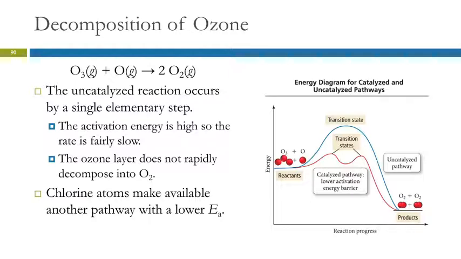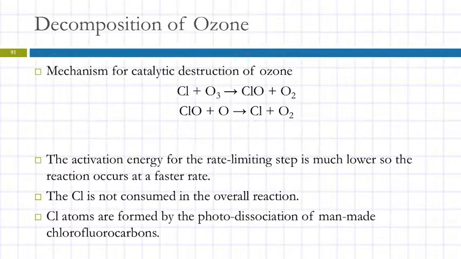It's pretty stable. But chlorine atoms allow another pathway, another mechanism to occur. And that mechanism has a lower activation energy, and so then the decomposition of ozone is faster. So it's the chlorine atoms that are giving us trouble. So here's a mechanism for the catalytic destruction of ozone. The chlorine atom reacts with the ozone molecule, and it forms chlorine monoxide and an oxygen molecule. That chlorine monoxide reacts with an oxygen atom to form the chlorine atom again and an oxygen molecule.